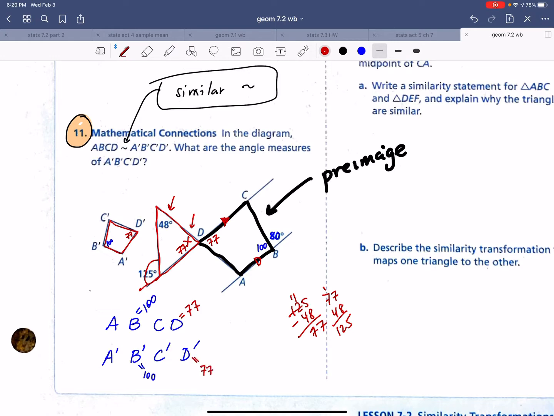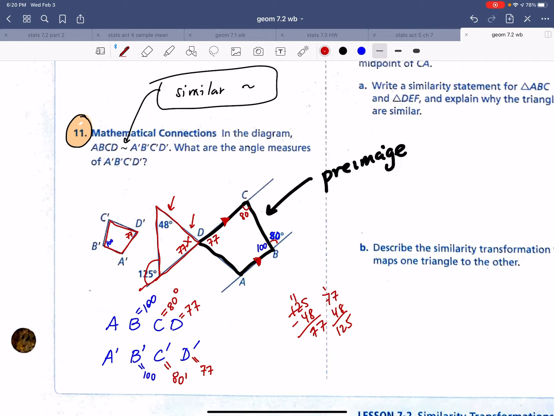Now we notice here that that's parallel, right? If it makes a Z, that's alternate interior angles. So that means this is 80, then this would also be 80. So this is not an isosceles trapezoid. C is 80, so that would make C prime 80.